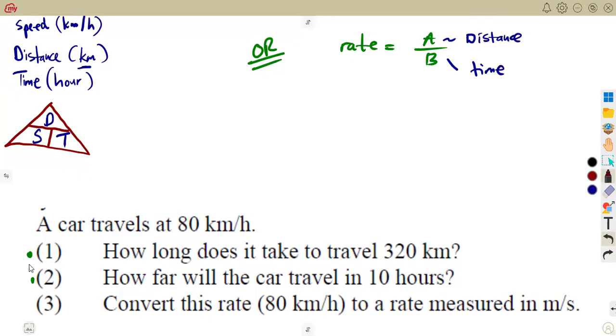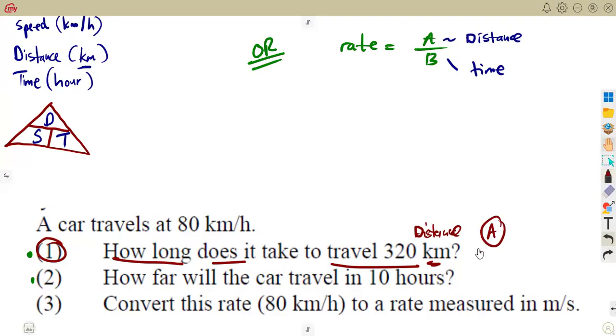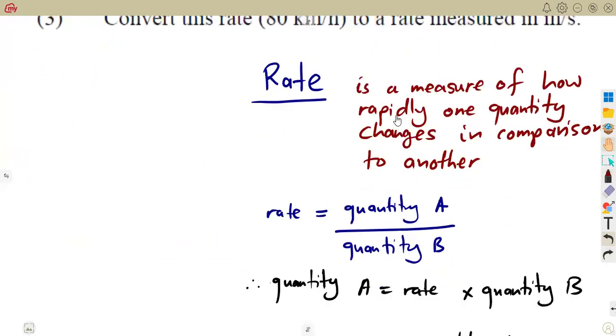So the questions that we are being given, using this idea of rate, whatever you're given there. On number 1, they're saying, how long does it take to travel 320? So you ask yourself, what is this 320 kilometers? It is the distance. And distance represents what? Quantity A. Distance, according to this formula, we said A over B, represents quantity A. How do you calculate quantity A? By the subject of the formula.